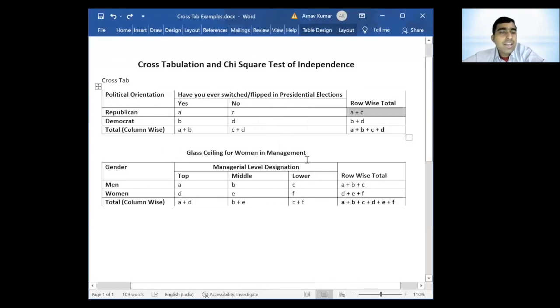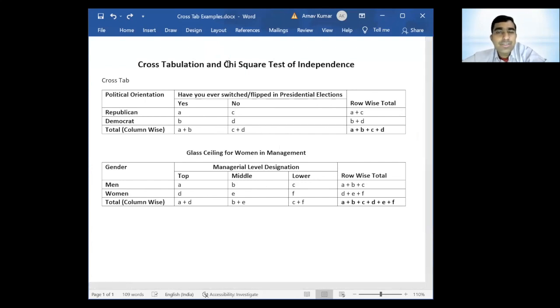So A divided by A plus C will mean the fraction or proportion of Republicans, or percentage of Republicans, that have switched sides. And similarly, B upon B plus D will give us the fraction or proportion of Democrats who have switched sides. So we can compare the proportion of the Republicans and Democrats who have switched sides. And that comparison is facilitated by what we call the chi-square test of independence.